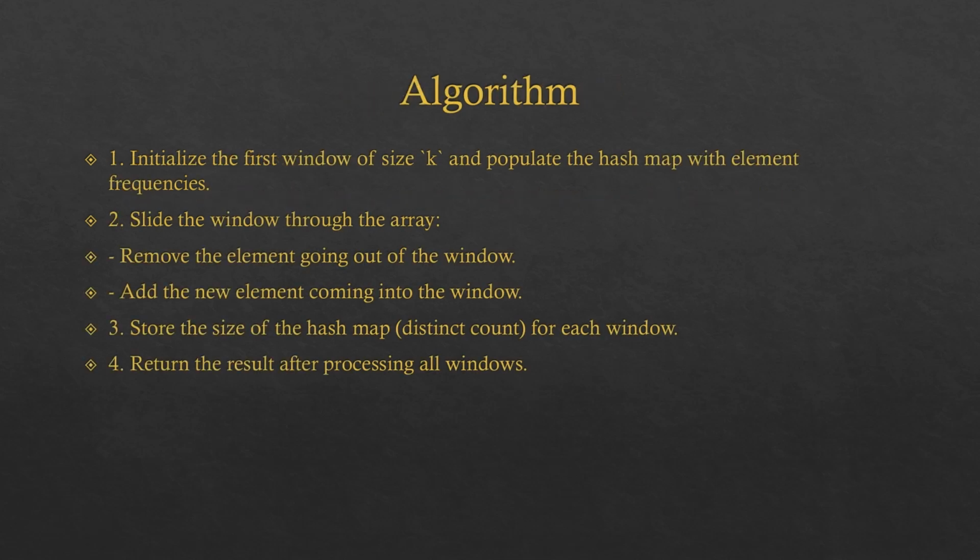Here's the algorithm in a nutshell. First, we initialize the first window of size k and populate the hash map with the frequencies of the elements in this window. Then we slide the window one step at a time, updating the hash map accordingly. After processing each window, we store the size of the hash map, which represents the count of distinct elements in that window.